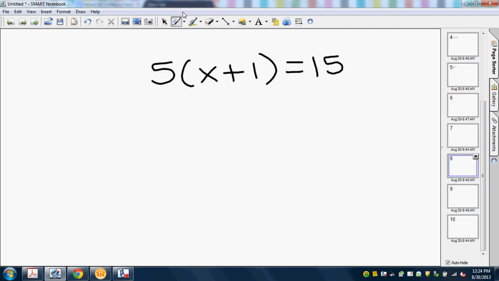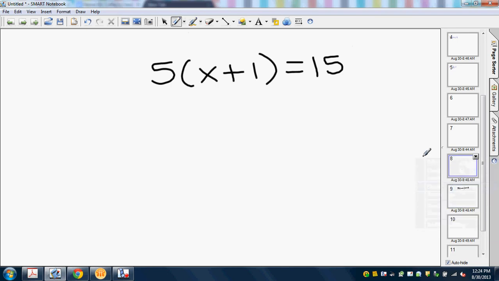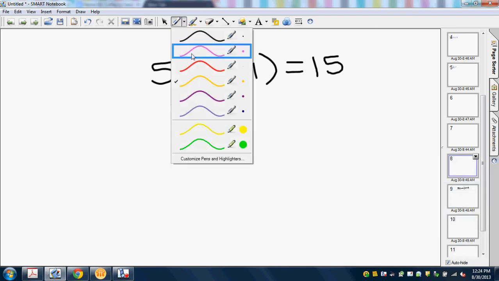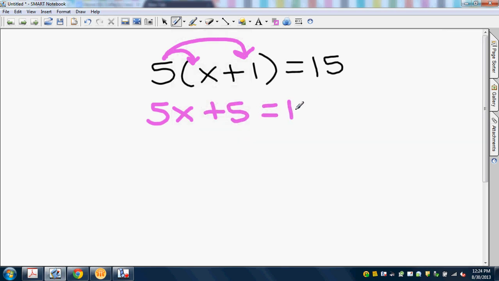The last one I'm going to do is 5 times the quantity x plus 1 is equal to 15. Now, there's actually two ways you can do this one. I can first use the distributive property, where I distribute the 5 to everything on the inside. So that gives me 5x plus 5 is equal to 15. And by doing so, I used the distributive property, and that's one of the properties that I want you to know.